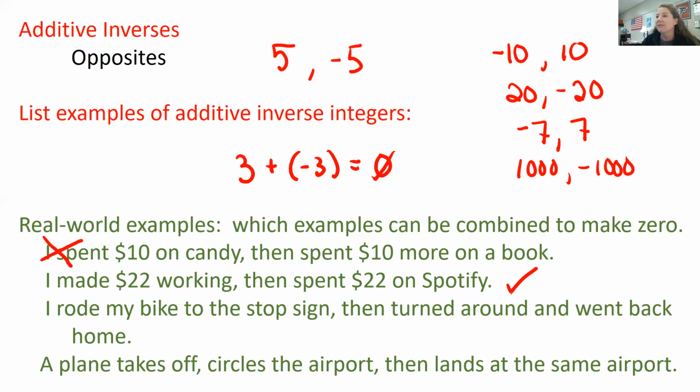All right, what if I rode my bike from home to the stop sign, then turned around and went back home? How far would I be from where I started? I would be exactly where I started. So those two actions would combine to make 0. A plane takes off from an airport, circles, and then comes right back to the airport. Well, how far is the plane from where it started? It's the same place. So that describes two events that would combine to make 0. Okay, so those are all examples of problems that you'll see as you're working through the lessons this week.